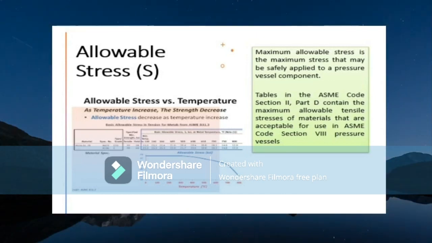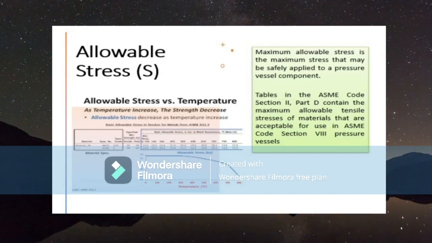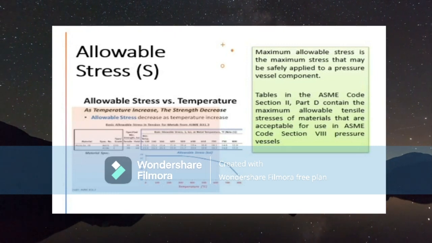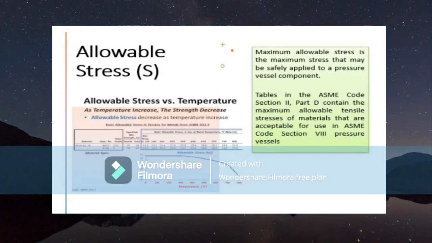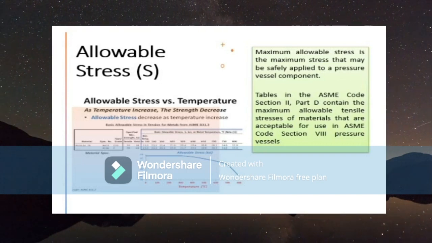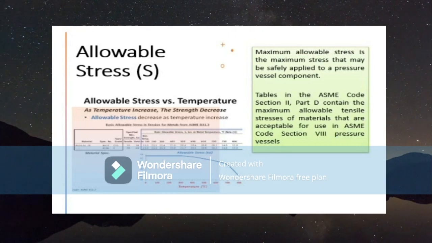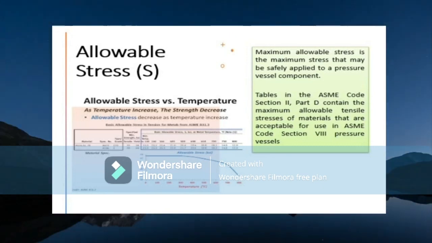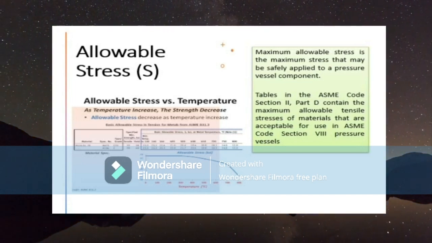Allowable stress, S. Maximum allowable stress is the maximum stress that may be safely applied to a pressure vessel component. The maximum allowable stress includes a safety margin between the stress level in a component due to the applied loads and the stress level that could cause a failure. The higher allowable stress values should be used only where slightly higher deformation of the component is not in itself objectionable. Example for shell and head sections.